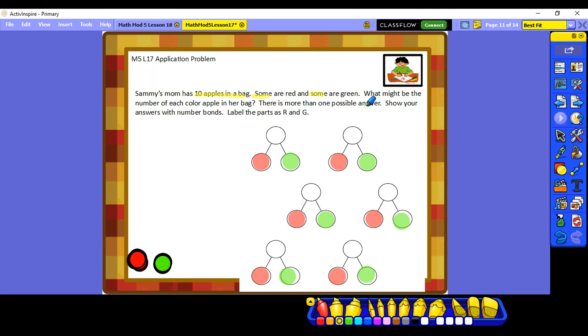Let's show our answers in number bonds. Maybe you could pause the video and get a piece of paper. Maybe you could write out some number bonds for me with the 10 apples. What would our whole amount be? In every number bond, our whole amount needs to be 10. That's not going to change. It's how we make 10 that could be different.